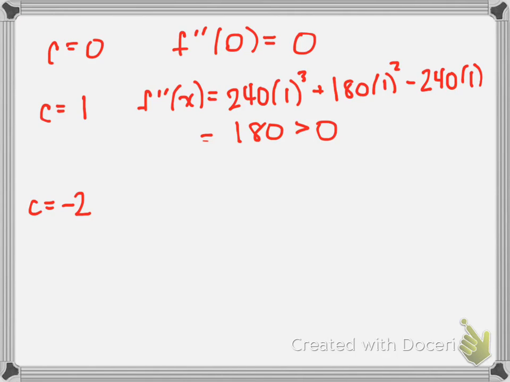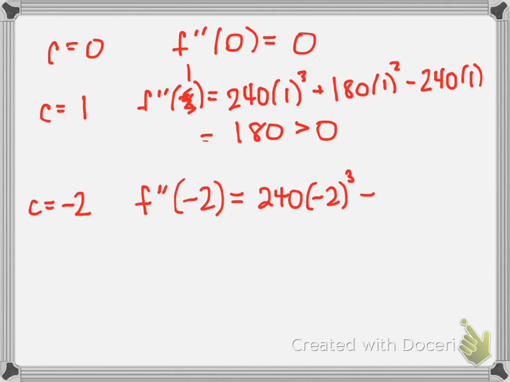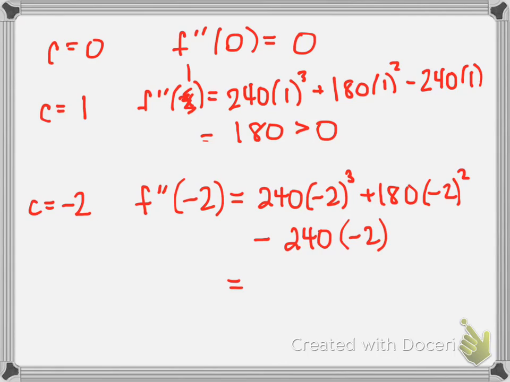And at c equals negative 2, f double prime of negative 2 is 240 times negative 2 cubed plus 180 times negative 2 squared minus 240 times negative 2. Okay, and what does that give us? Negative 720.